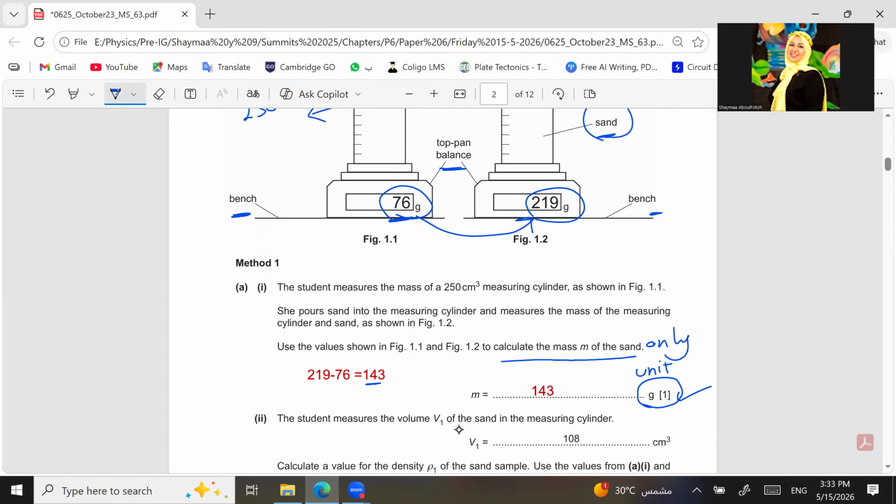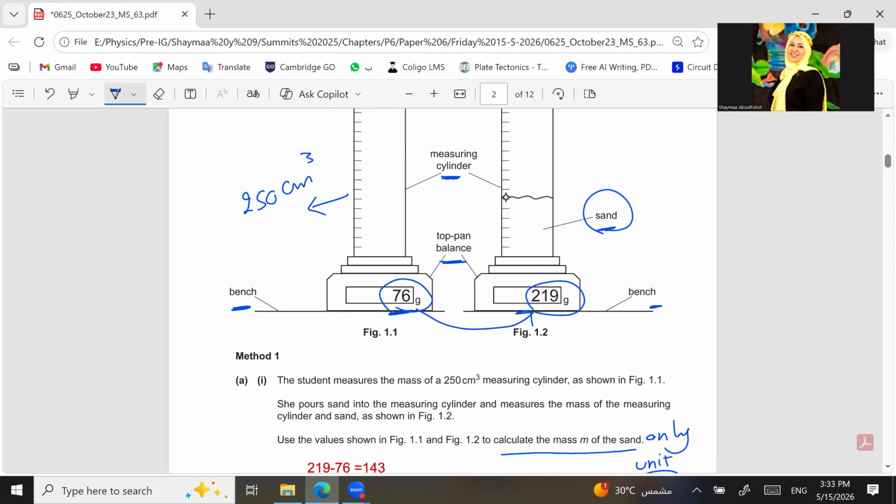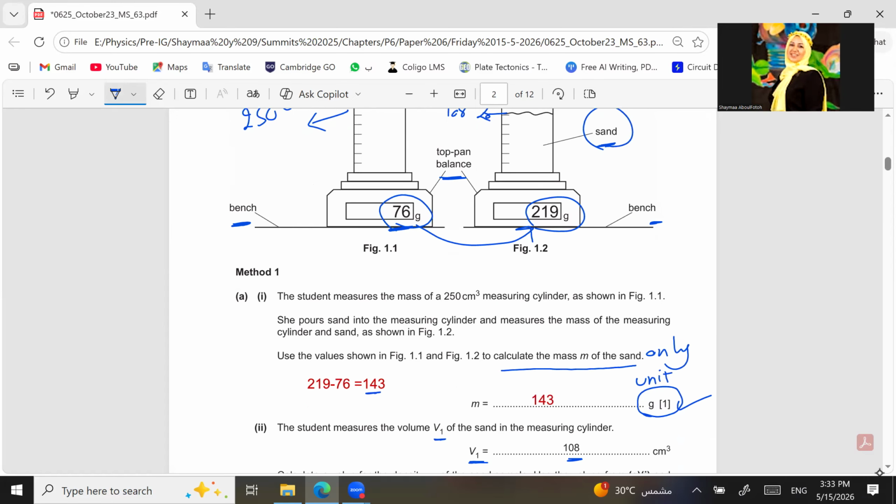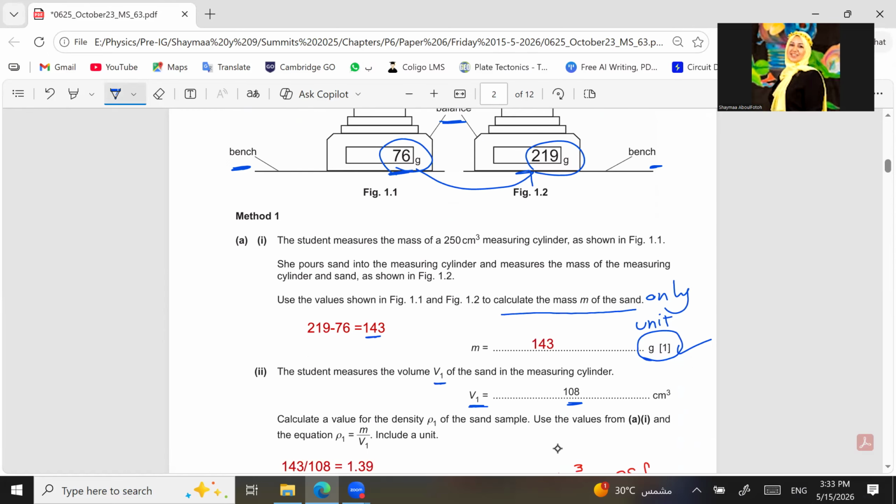Then let's see the second one. The student measured the volume V1 of the sand in the measuring cylinder. Volume 1 is 108. Now he tried to measure the volume. The volume was just 108. This is the volume of the sand. And then he asked you about what? I need to calculate the density.